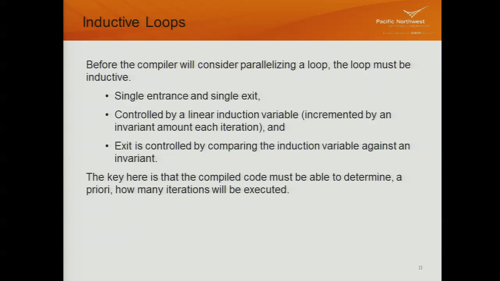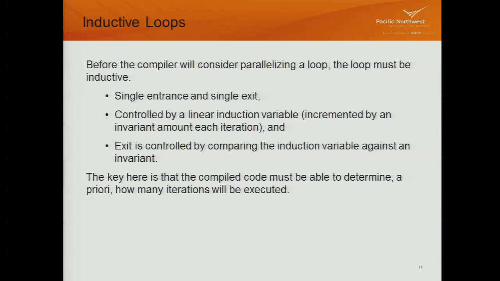Okay. Now, the for loops do have to have a certain form to them in order for the compiler to parallelize them. These types of for loops are known as inductive loops. The basic idea here is that before the loop starts, you have to know the number of iterations that you're going to execute, or at least be able to compute it before you start the loop.